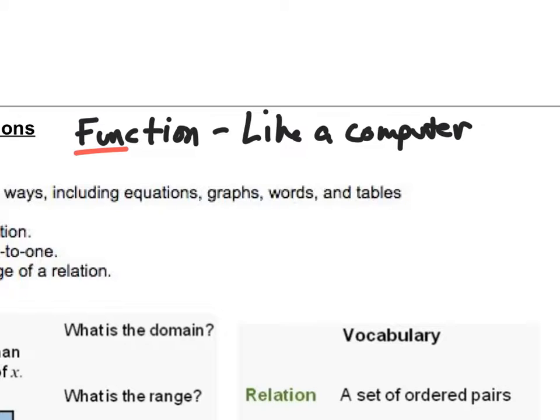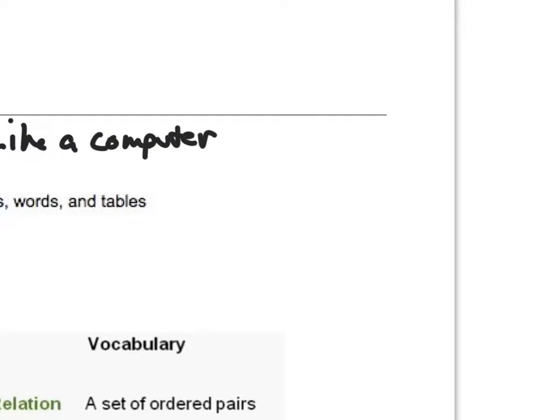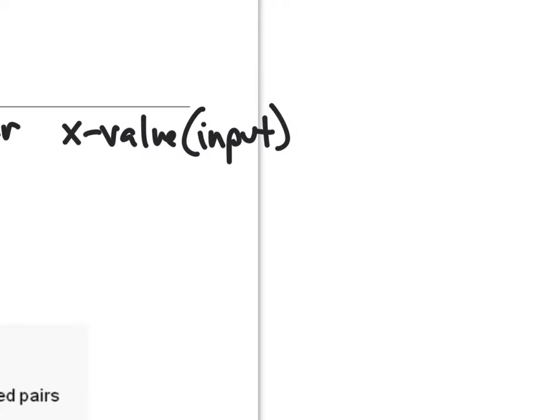That's what a function is. Everything that you do on a computer, everything you do on a phone or a remote, you are operating within a function. So it's like a computer. Your X value, also called your input, is like pressing a button.